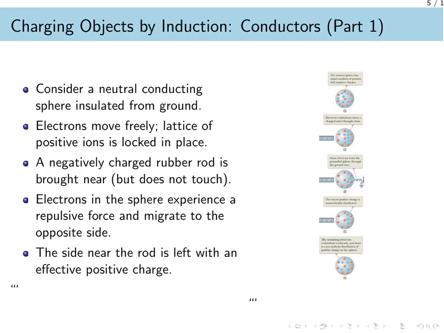Let us consider the process of charging an object by induction, starting with a neutral conducting sphere that is insulated from the ground. Within this metallic conductor, electrons move freely, while the lattice of positive ions remains locked in place. Initially, the neutral sphere has equal numbers of positive and negative charges. If we bring a negatively charged rubber rod near the sphere without letting it touch, the free electrons in the sphere experience a repulsive force and migrate to the opposite side. As a result of this migration, the side of the sphere nearest to the rubber rod is left with an effective positive charge, as seen in the second diagram.